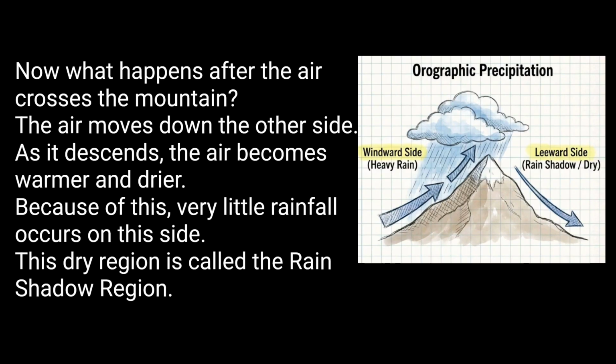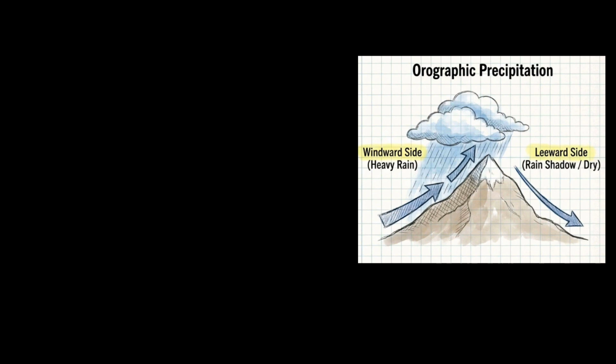Now, what happens after the air crosses the mountain? The air moves down the other side. As it descends, the air becomes warmer and drier. Because of this, very little rainfall occurs on this side. This dry region is called rain shadow region.